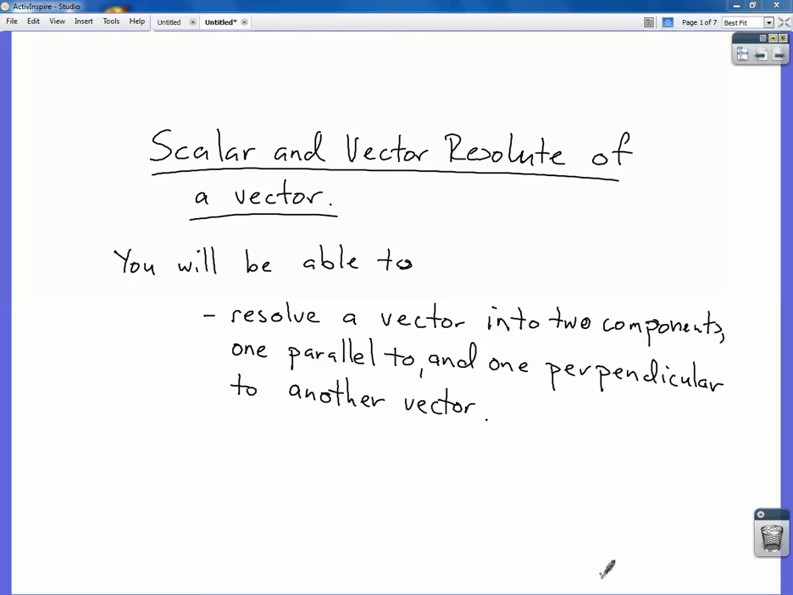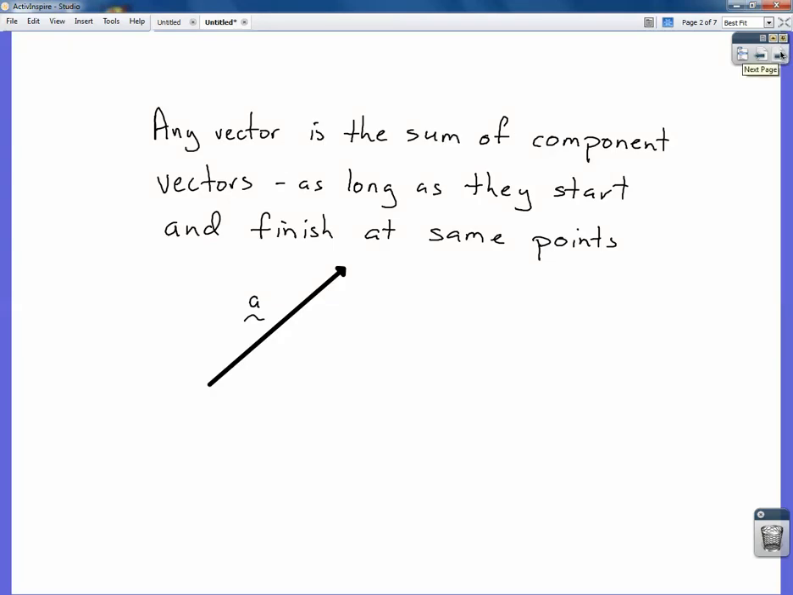Okay, so this video is about scalar and vector resolutes of a vector. By the end of this video, hopefully you will be able to resolve a vector into its two components, one parallel to and one perpendicular to another vector. What do I mean by that?